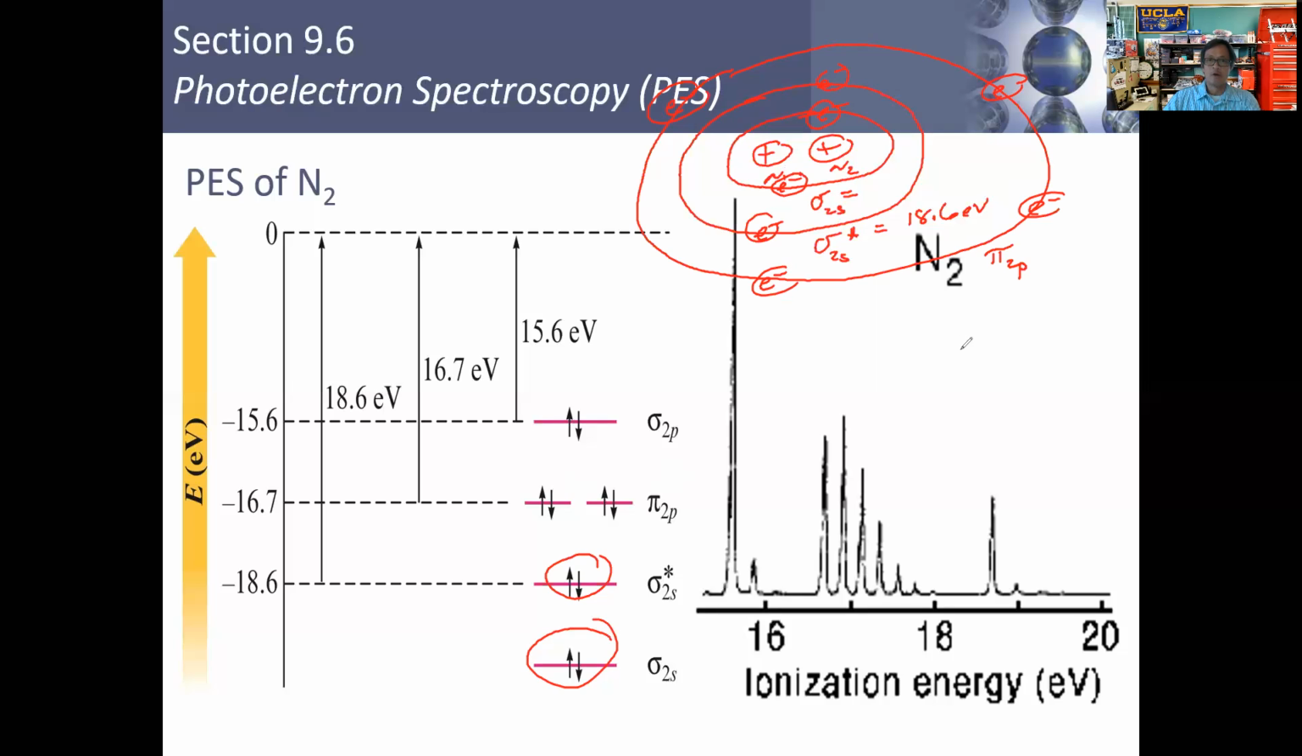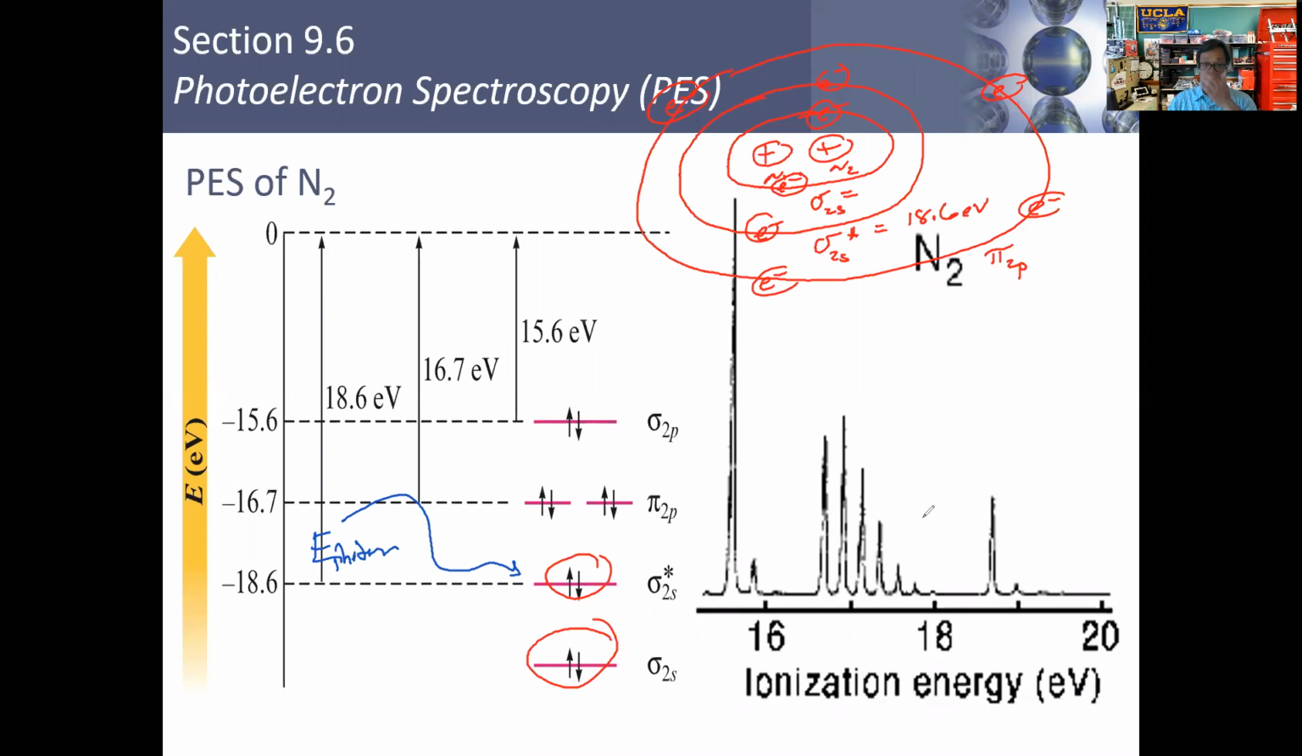So with that said, if we hit each one of these electrons with a certain photon of energy, there is our energy for our photon, and we will eject these electrons.